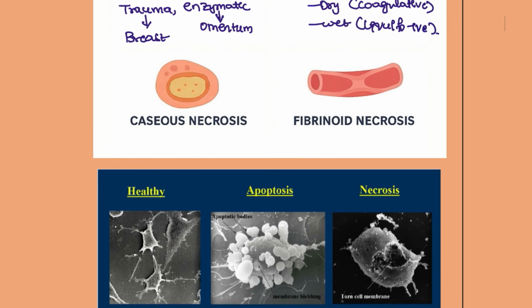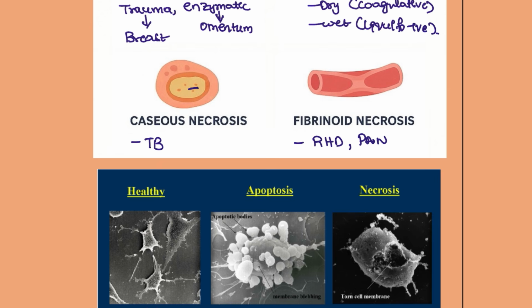Next, caseous necrosis. Here you can see this is the caseous necrosis, and this necrosis is seen in TB patients. Most of the TB patients will have caseous necrosis. Fibrinoid necrosis is seen in RHD, rheumatic heart disease, and also in most of the vasculitis. You are going to see these conditions.